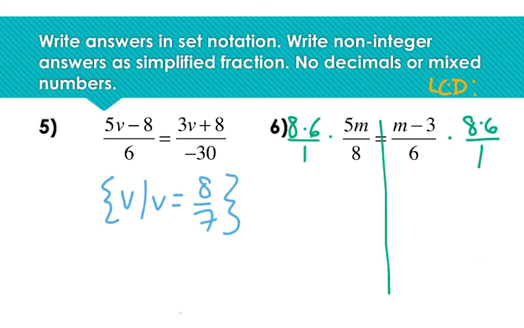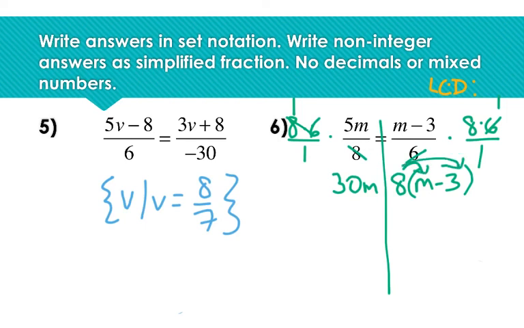So on the left side of our equation, our 8's simplify to 1, so we just have 6 times 5m's, which would be 30m's. On the right, the 6's will simplify to 1, because 6 divided by 6 is 1. But then I have 8 times m minus 3. Now we're going to distribute our 8 through on the right side of our equation. So 8 times m is 8m's, 8 times negative 3 is negative 24.